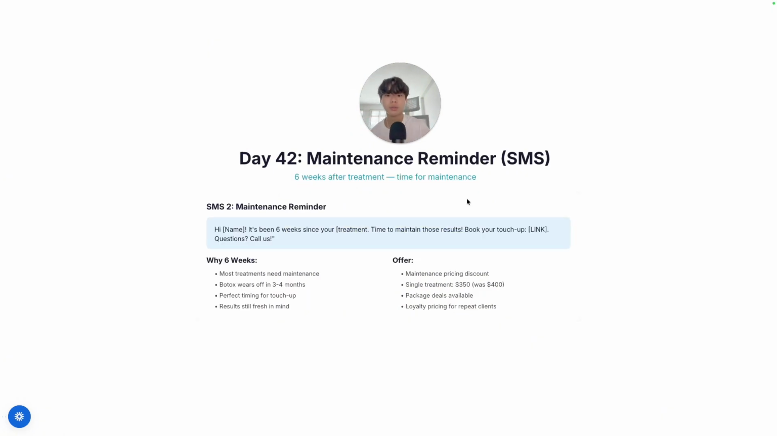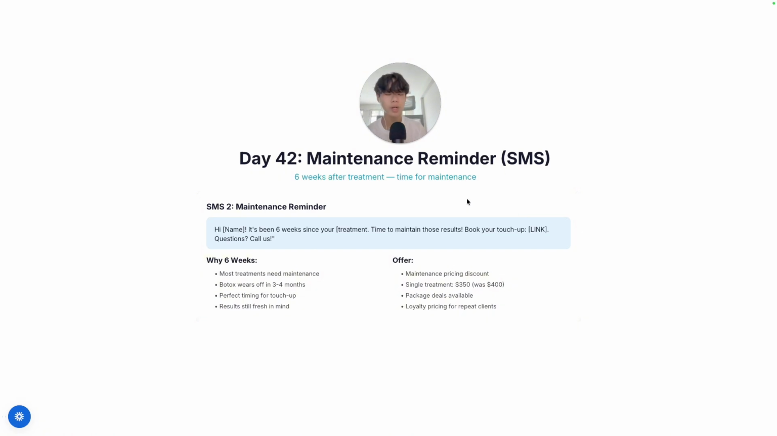Okay, alright, so day 42, you have done all the other 3 check-ins. Now it's time for the maintenance reminder via SMS. Let's do this on SMS, or you can do it on both SMS and email as well, but prioritize SMS because it's easier to read and reply. Okay, cool. So you can say something along the lines of, hi, it's been 6 weeks since your treatment. Time to maintain those results, and just book a touch-up, and put a link there.